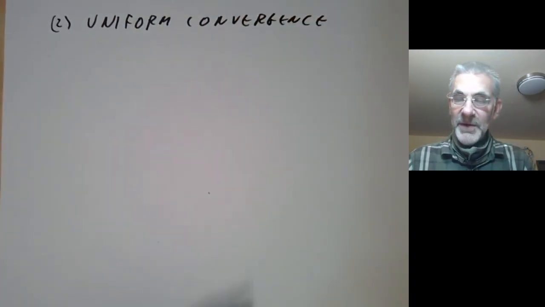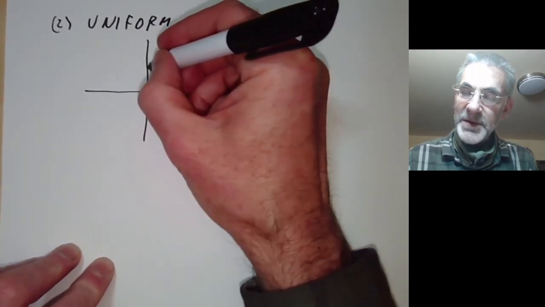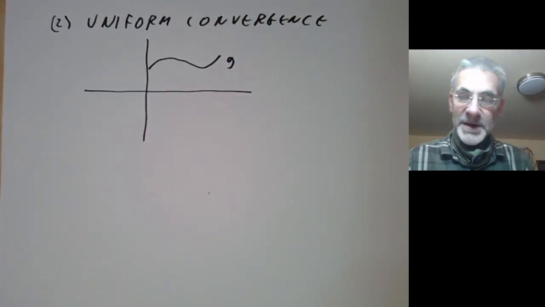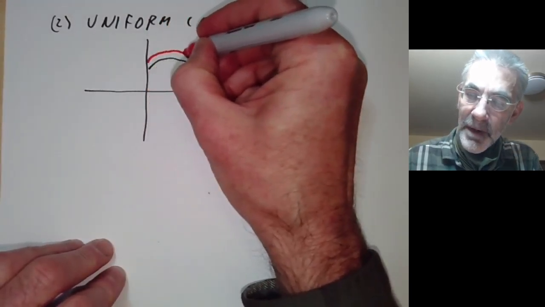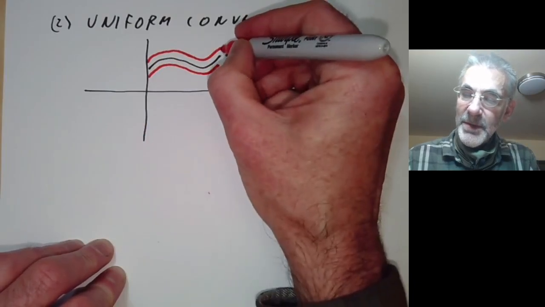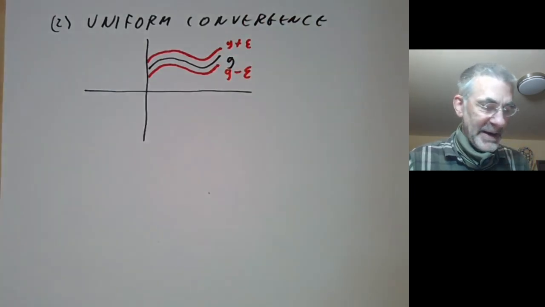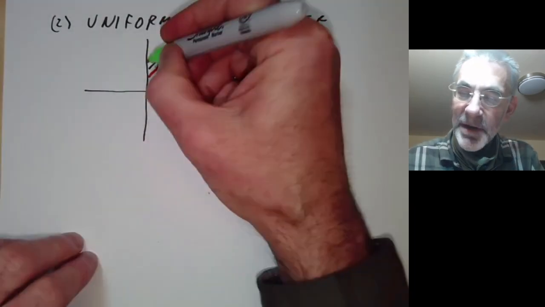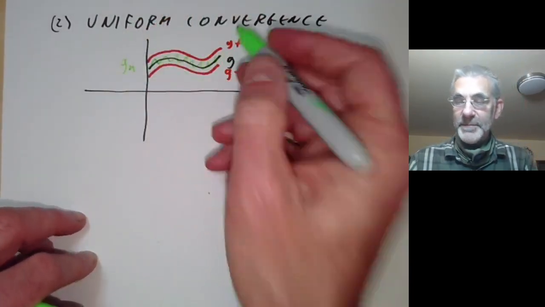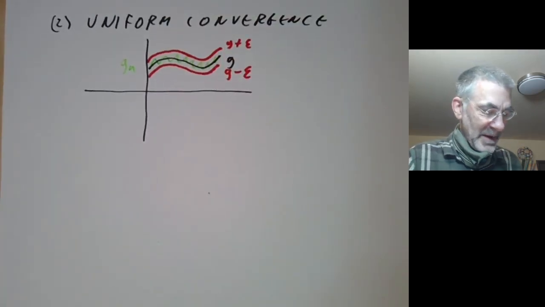So uniform convergence, the picture of it is something like this. We might have a function g looking like this, and what you do is you pick a small neighbourhood of g. In other words, this is g plus epsilon, this is g minus epsilon, and for all sufficiently large n, the function gn has to lie like that. So it's not allowed to have a sort of big spike sticking out.